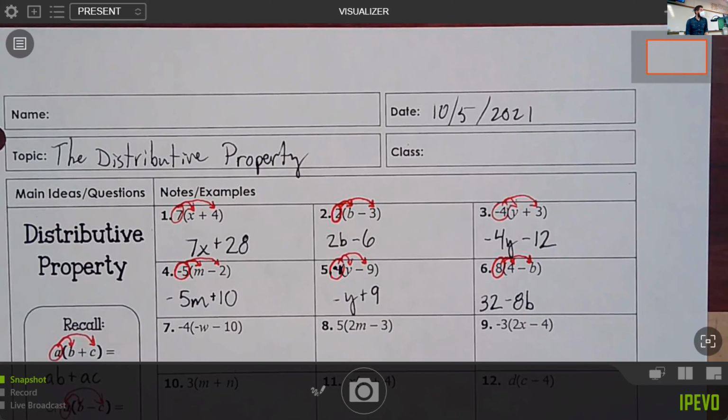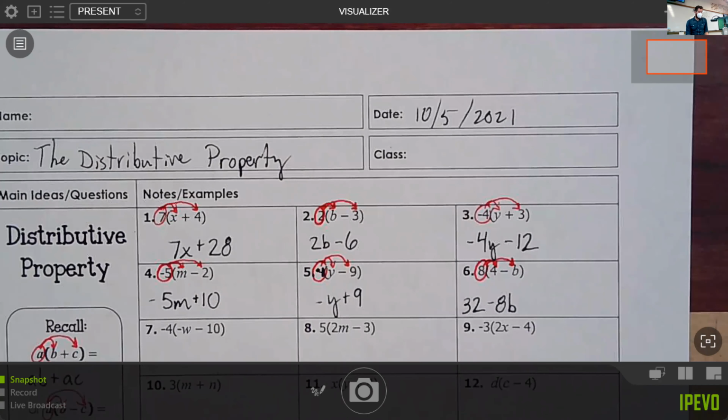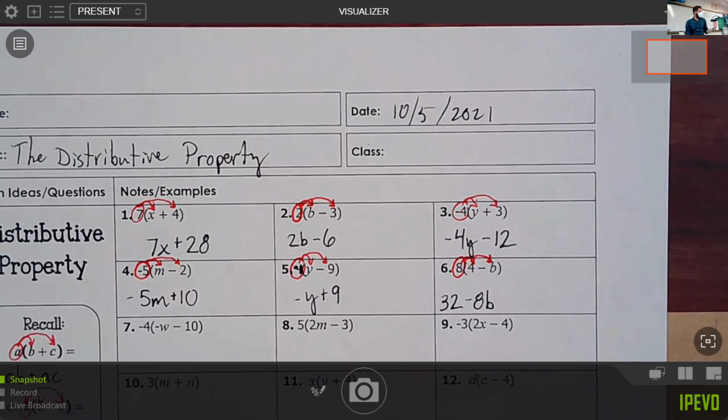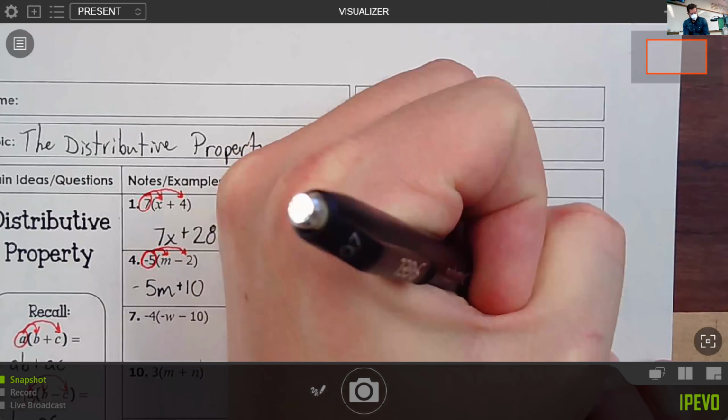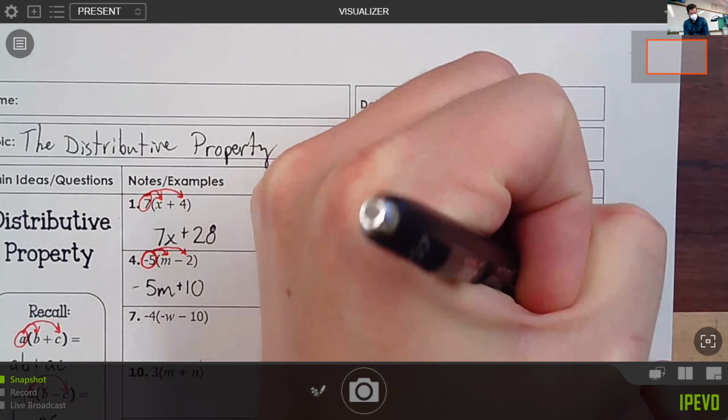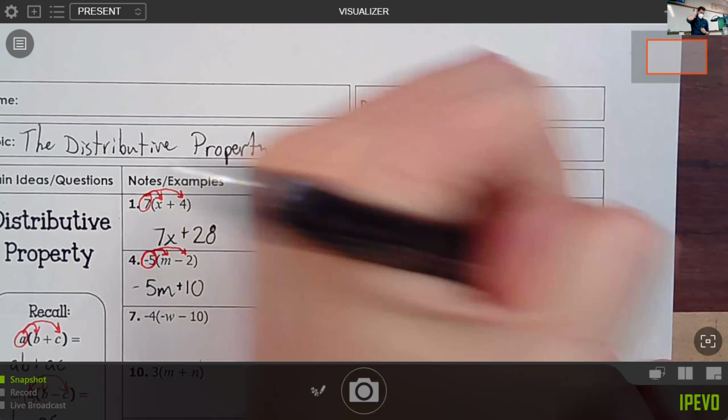And I'm going to do something on this one a little bit different because I mentioned yesterday, there's this thing called standard form when you write an expression. And most of the time we like to write the variables first. So I'm going to switch around the 32 and the negative 8b. So I'm going to write equals negative 8b plus 32.